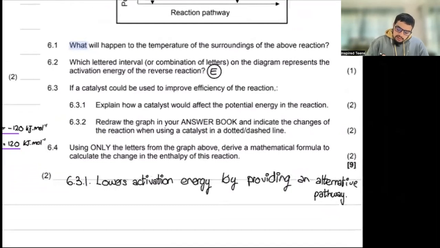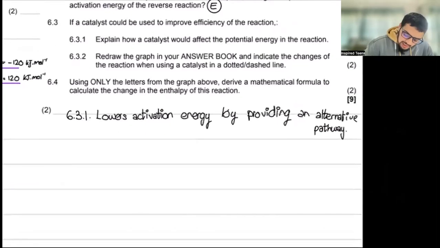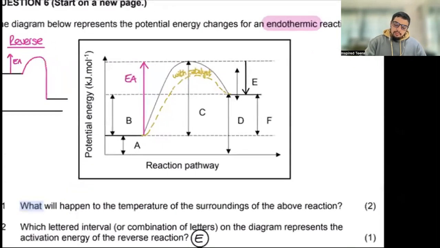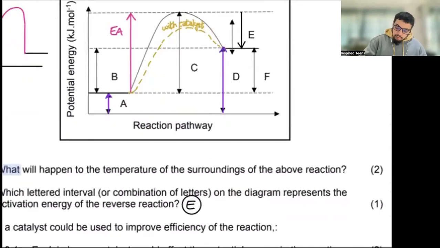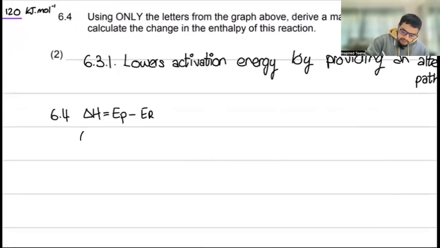Using only letters, this is 6.4. Using only letters from the graph above, derive a mathematical formula to calculate the change in enthalpy for this reaction. Remember, enthalpy, delta H, is calculated by energy of the products minus energy of the reactants. So we just have to look for a letter that represents energy of the products. It's not F, by the way. It is D, because it's the energy from the bottom up to the products. The energy of the reactants is from the bottom up to the reactants, which would be A. So instead of EP minus ER, delta H is equal to D minus A.